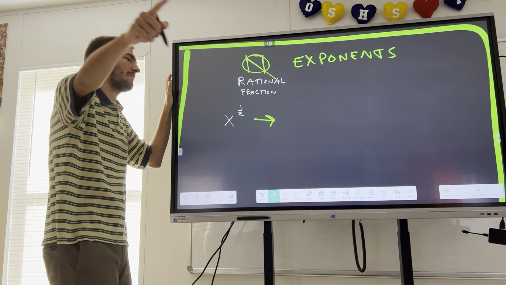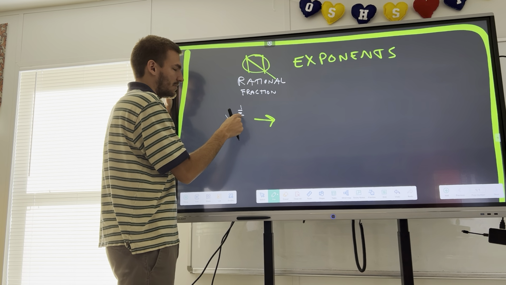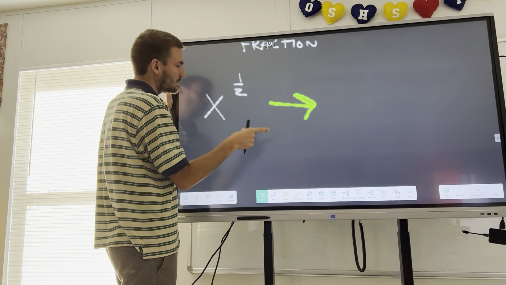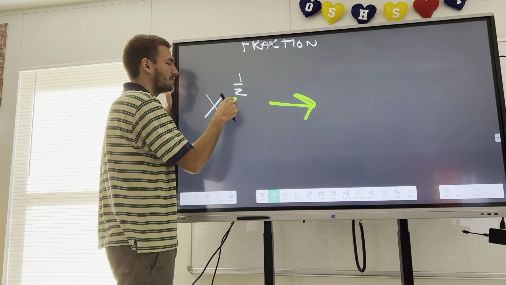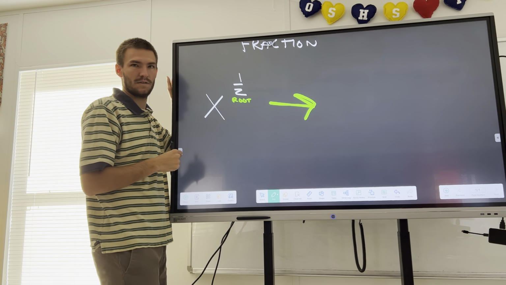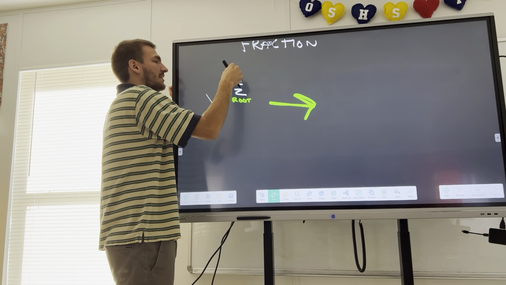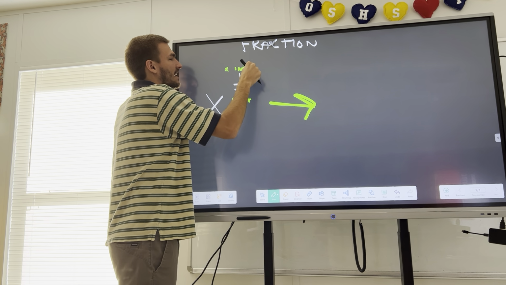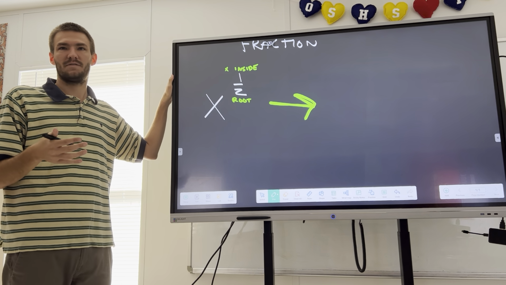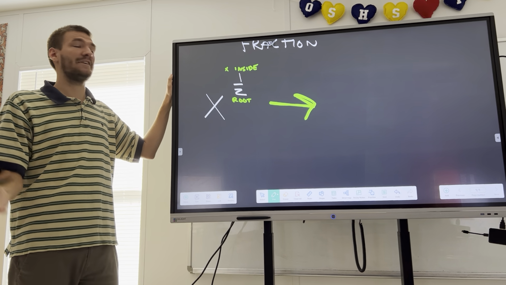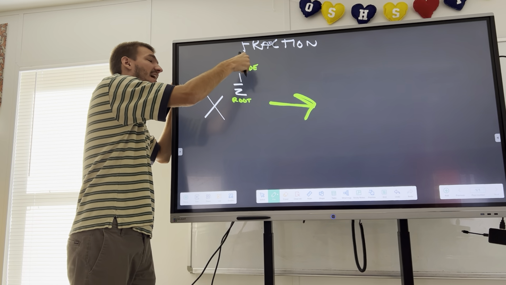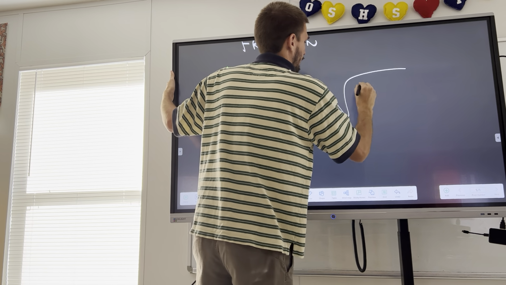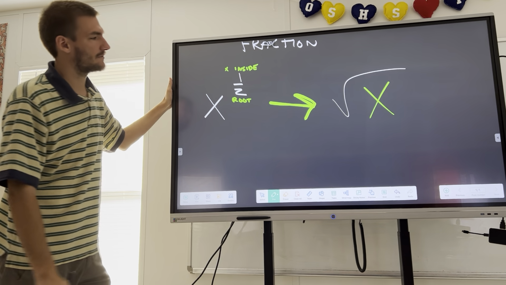Yes, nice job. This bottom number here, let me zoom in a bit, this bottom number here is the root. And the top number here is the x inside the root. So what we have here is 1x on the inside of a square root. And so this looks like square root x.